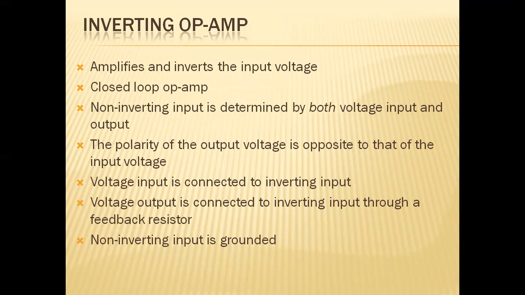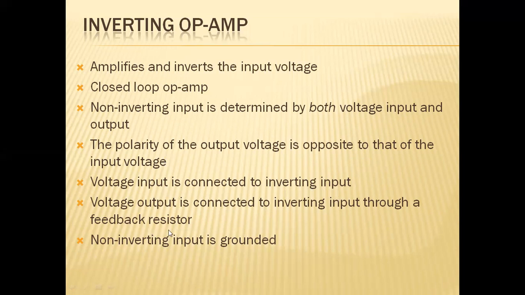The polarity of the output voltage is opposite to that of the input voltage. The voltage input is connected to the inverting input. That is a negative sign parameter. And the voltage output is connected to the inverting input through a feedback resistor.